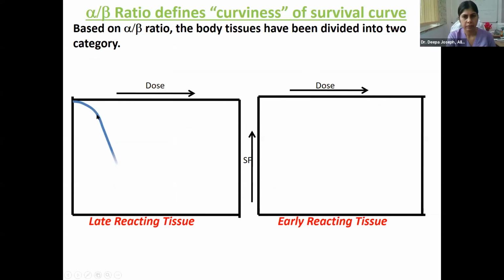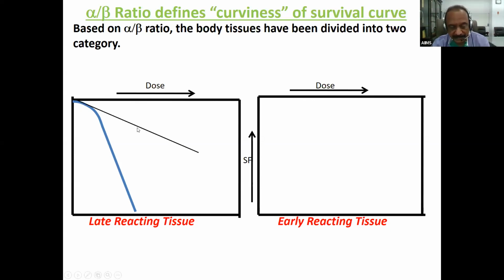Now, late reacting tissue, the shape is something like this. And you can see the initial portion or the shoulder is more curvy. And if you try to find out the dose at which 2 process of cell kill becomes equal, because alpha beta ratio is the dose at which 2 process of the cell kill becomes equal. So again, you need to draw a tangent and find out the dose at which 2 process of the cell kill become equal.